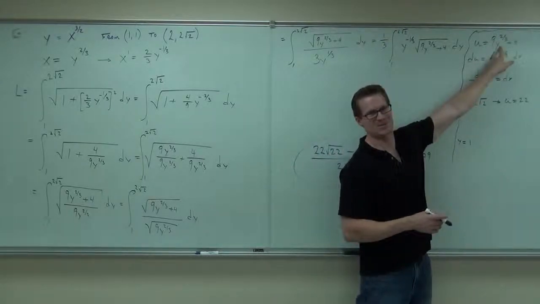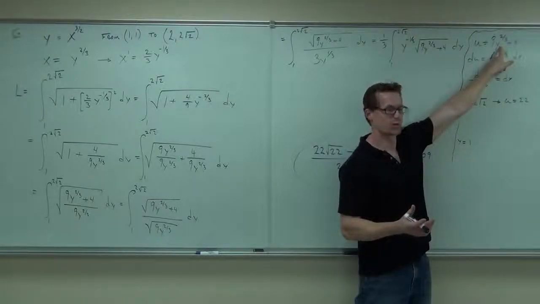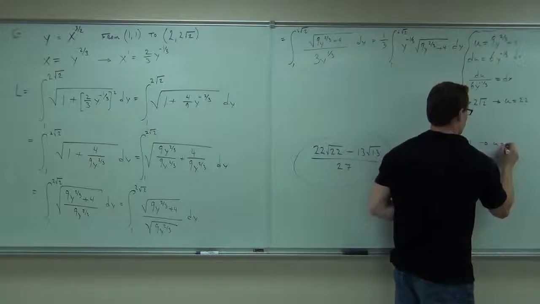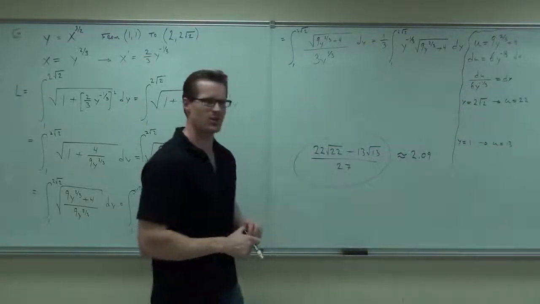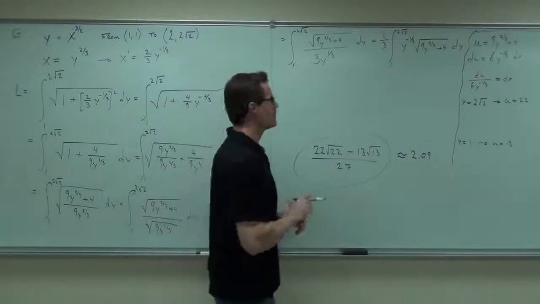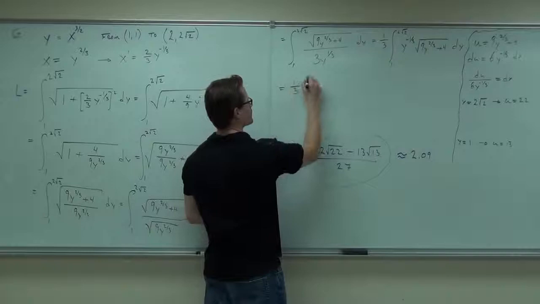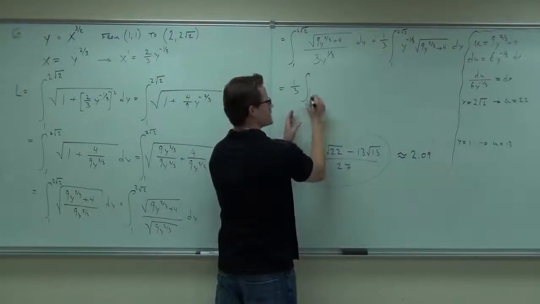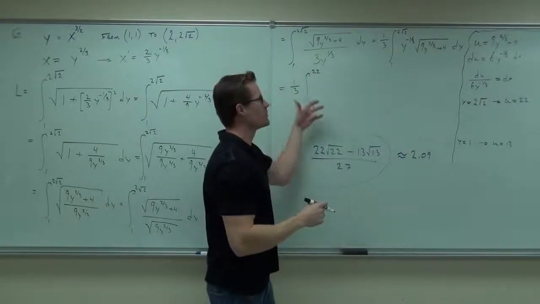What's 1 to the 2/3? 1. Times 9. 9 plus 4 is 13. The bounds are actually nicer here. See some numbers that are familiar? Not from 1 to 2 root 2 anymore, from 13 to 22. We just changed bounds. We're not in terms of y, we're now in terms of u.